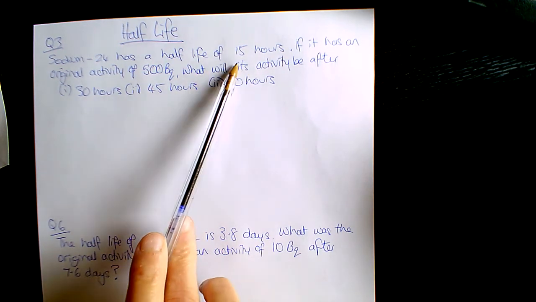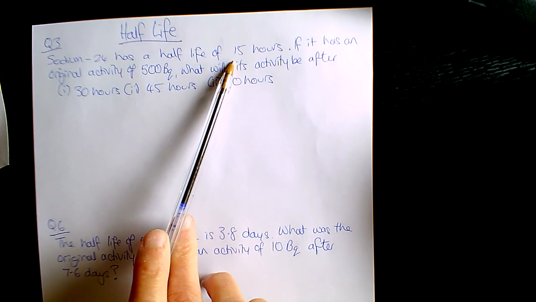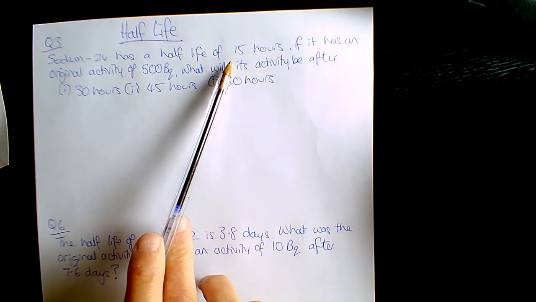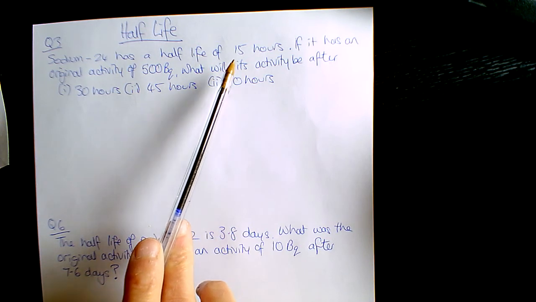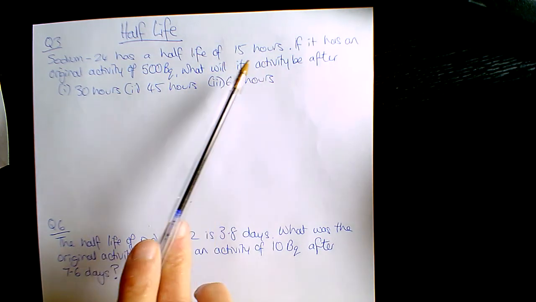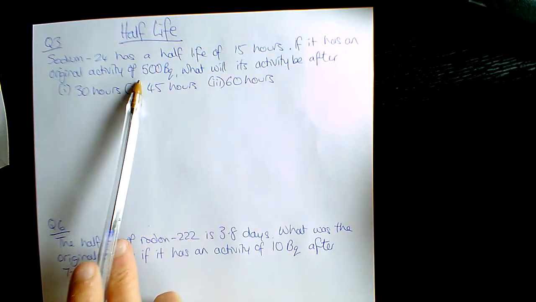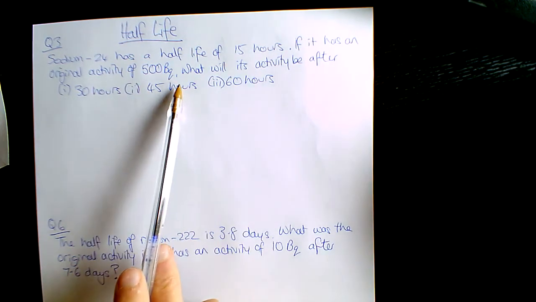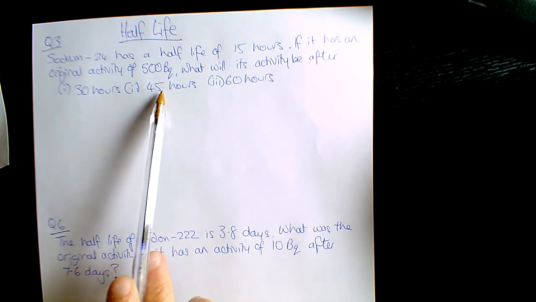Okay, so remember what half-life means. It's the time it takes for half of the radioactive nuclei to decay, or it's the time it takes for the activity to fall by half. So this one's about activity. It's got a half-life of 15 hours. If it has an original activity of 500 becquerels, what will its activity be after 30 hours, 45 hours and 60 hours?